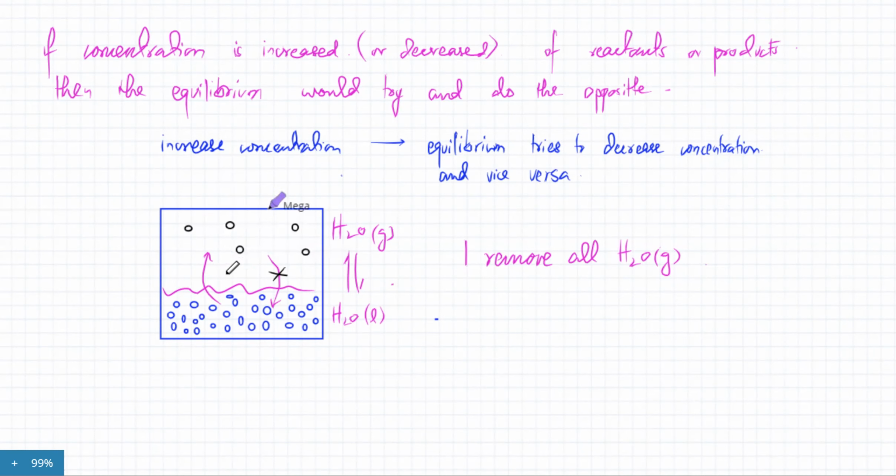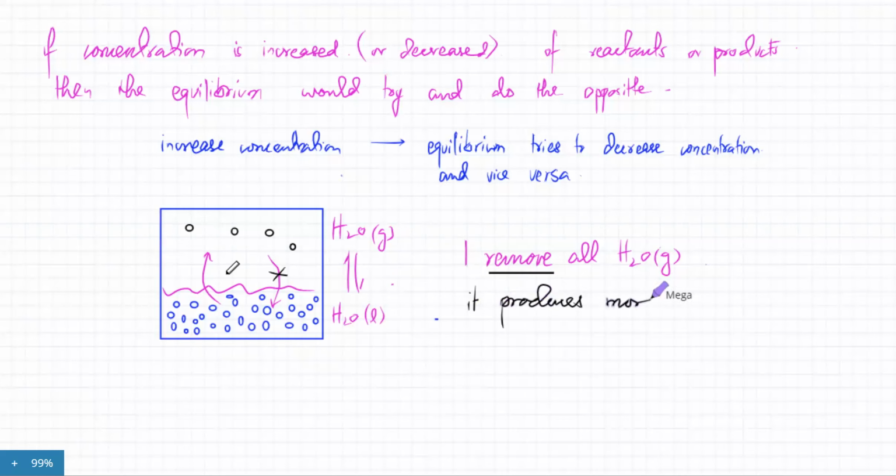I remove water vapors, evaporation happens and more water molecules are formed. So it's trying to do the opposite. I continuously remove water vapors, and it does exactly the opposite. I remove water vapors, it produces more water vapors. So is this point clear? That it does the exact opposite.